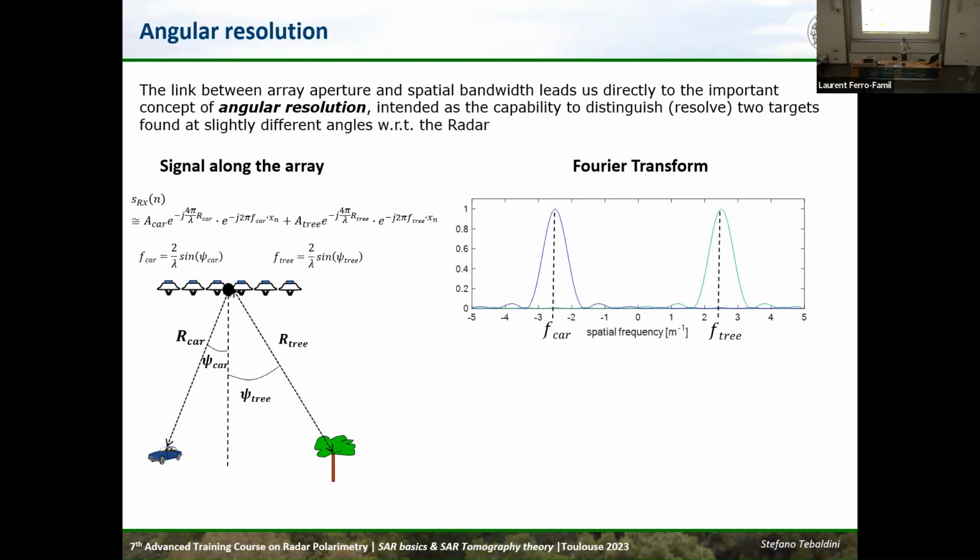When do we lose our capability to distinguish or to resolve two peaks? Well, when the two peaks overlap, which means when the angular positions of the two targets are so close to one another that the two peaks overlap and we just see a single peak. In this case, our instrument does not have enough resolution for us to tell that there are two targets.